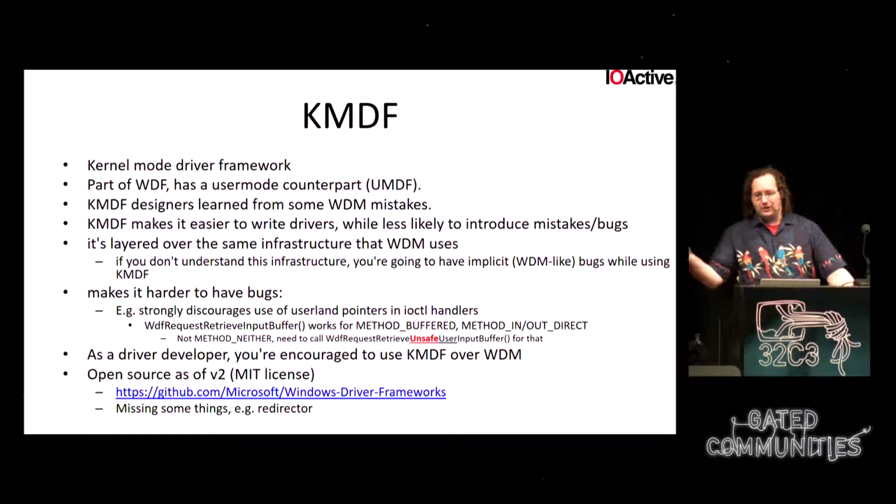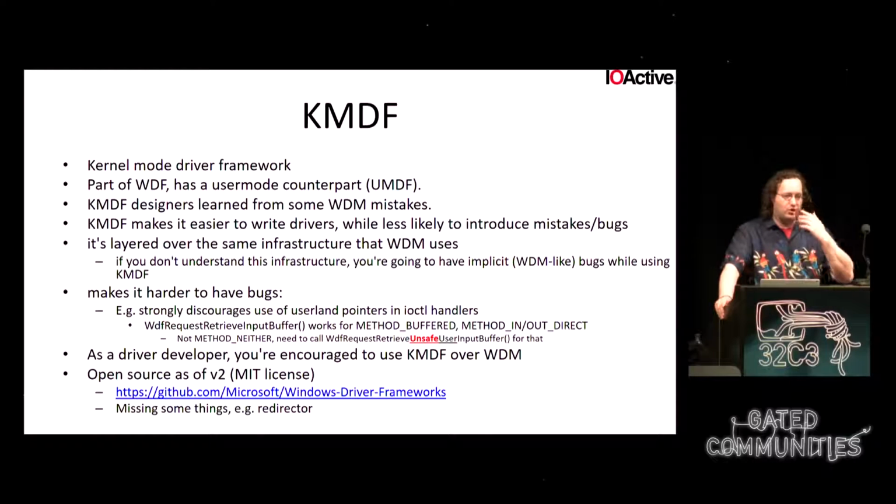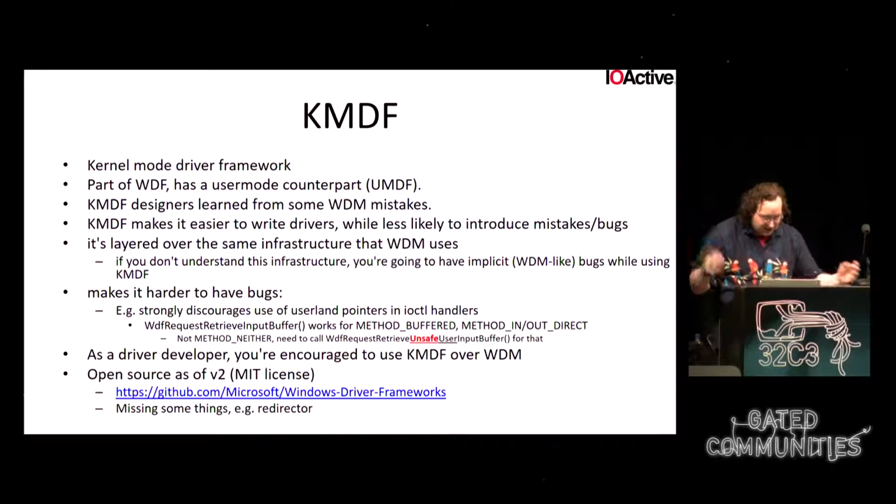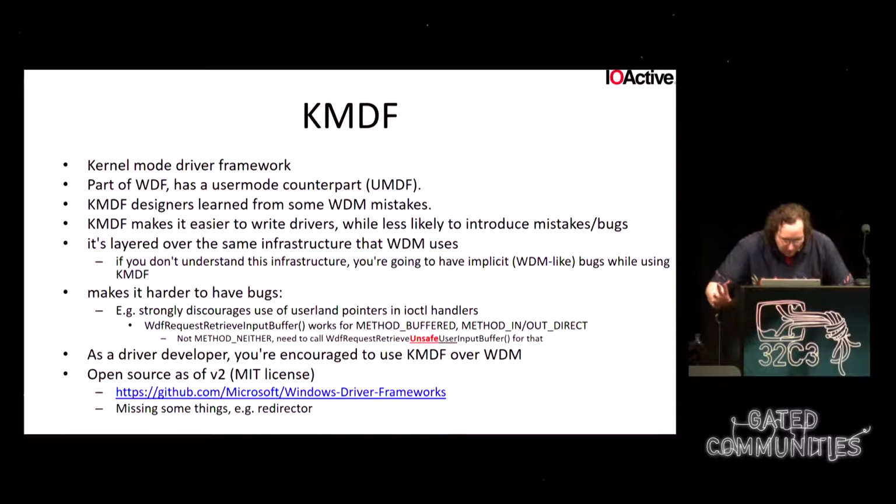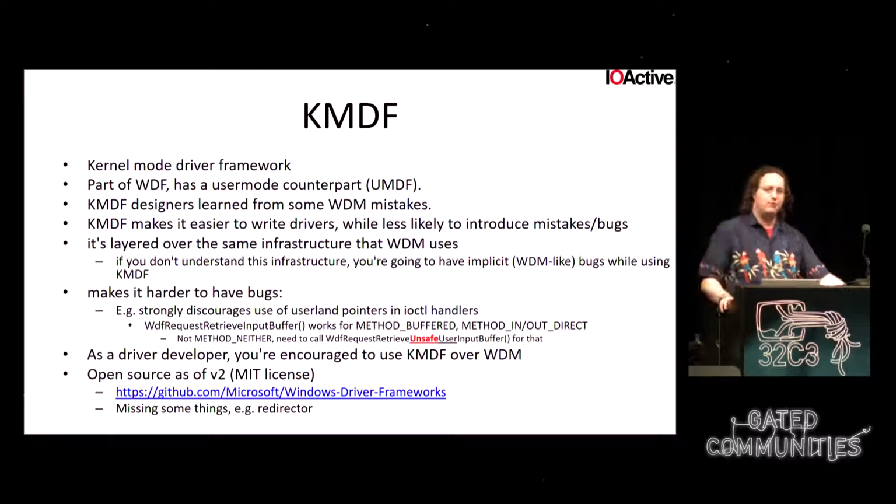One security example, and a great one, is that it strongly discourages passing userland pointers directly to the kernel. In fact, they have a set of APIs to extract data out of the requests. One of them is WdfRequestRetrieveInputBuffer. If you have METHOD_BUFFERED, METHOD_IN_DIRECT or METHOD_OUT_DIRECT, that API will just go grab the pointers for you. But if you're using METHOD_NEITHER, that API will totally fail. If you must use METHOD_NEITHER, then you have to call a new API called WdfRequestRetrieveUnsafeUserInputBuffer. And that pretty explicitly tells you that it's unsafe.